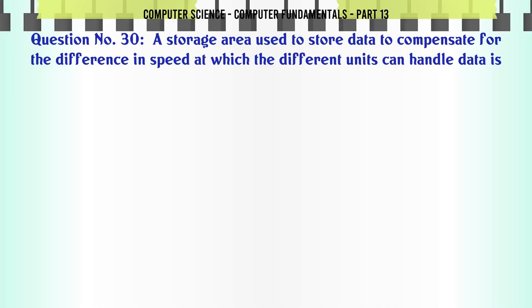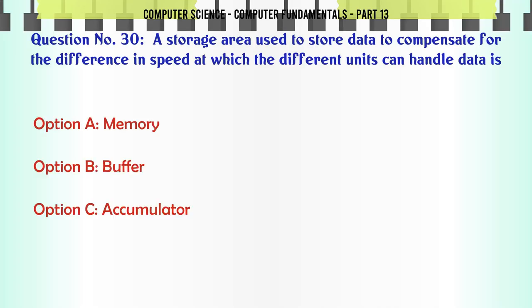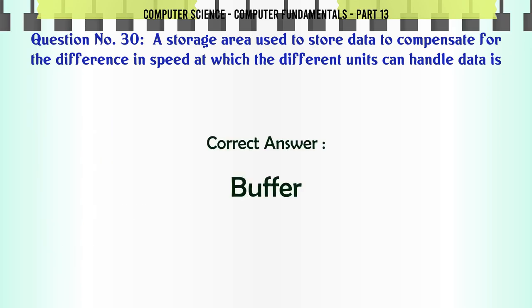A storage area used to store data to compensate for the difference in speed at which the different units can handle data is A. Memory. B. Buffer. C. Accumulator. D. Address. The correct answer is buffer.